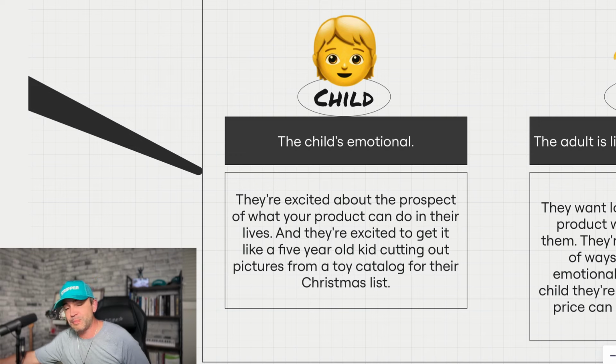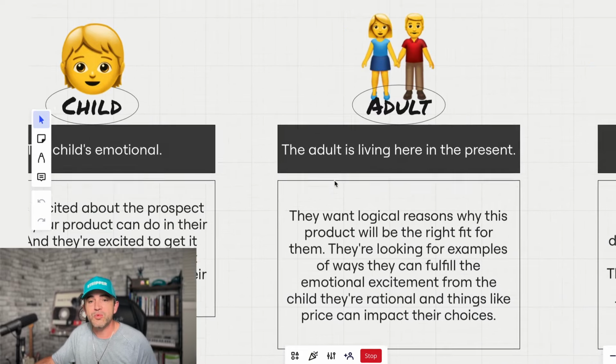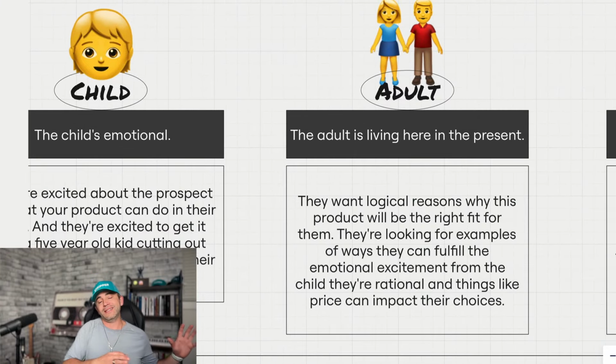When you jump to the buy box, you're immediately taking the consumer out of this child state and you're moving them to the adult state. The adult state is more logical.